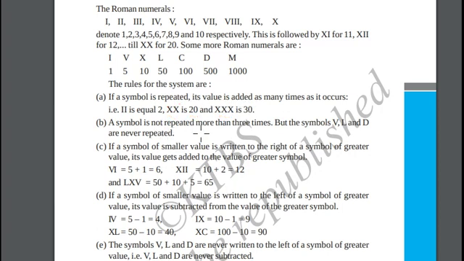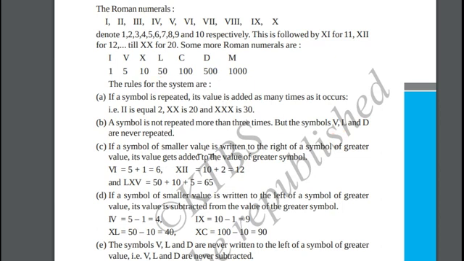A symbol is not repeated more than 3 times. We cannot write X, X, X, X for 40. This is invalid. A symbol is not repeated more than 3 times. But the symbols V, L, D are never repeated. We cannot repeat 5, 50 and 500 in our Roman numerals. We can only write these once in our Roman number representation.